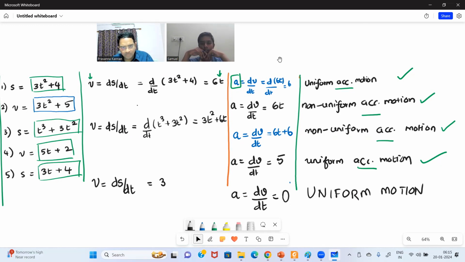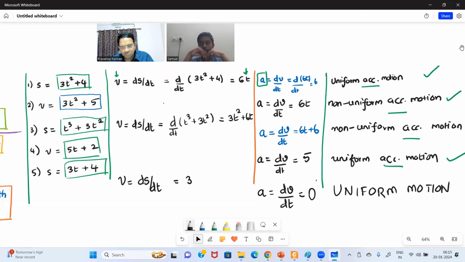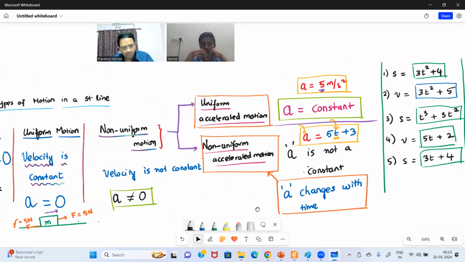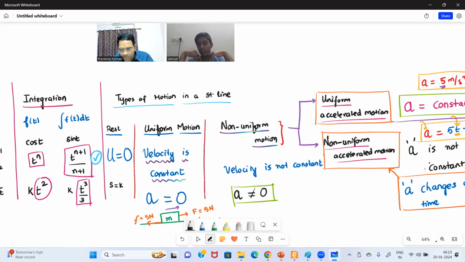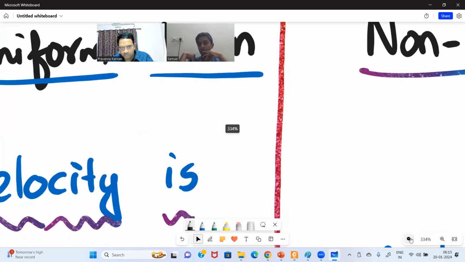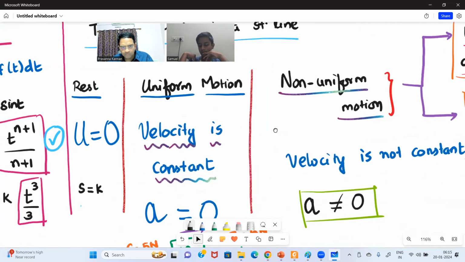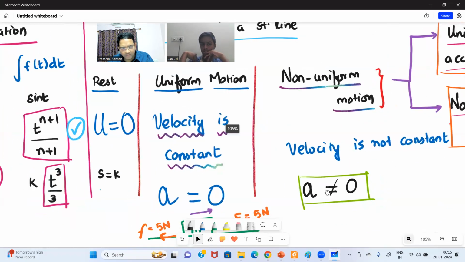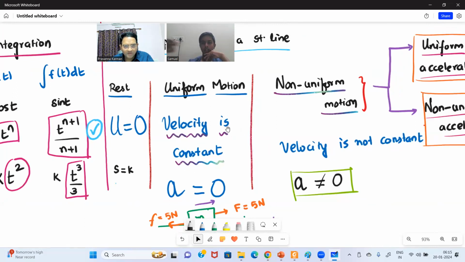The acceleration remains constant. Tell me, what is the uniform motion? Velocity is constant and acceleration is 0. Velocity is constant. Acceleration is 0. Is that clear? You've been saying velocity is 0, you're saying acceleration is constant.